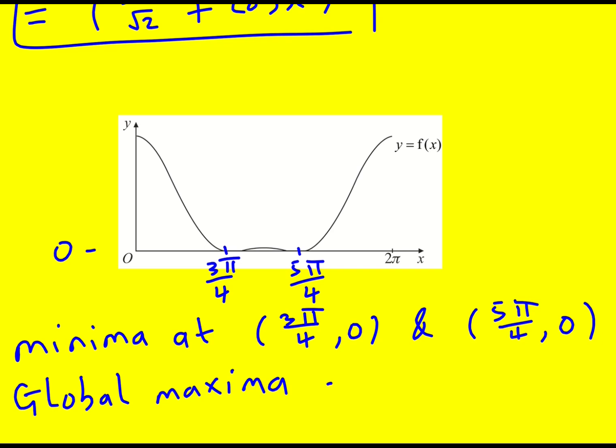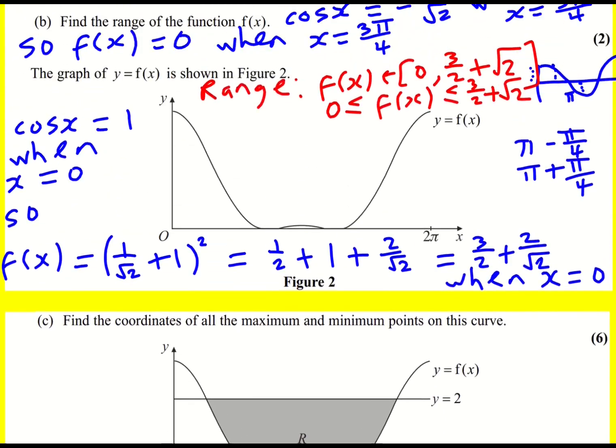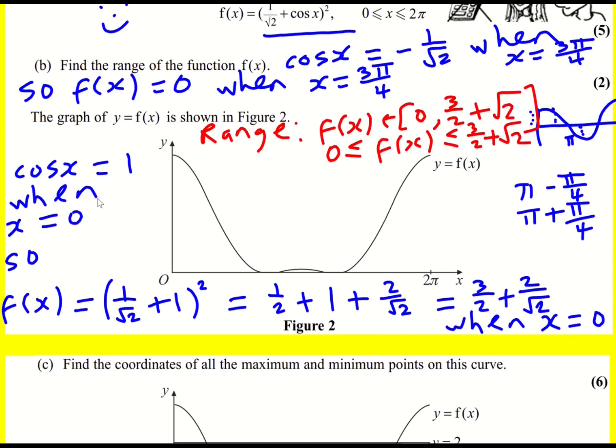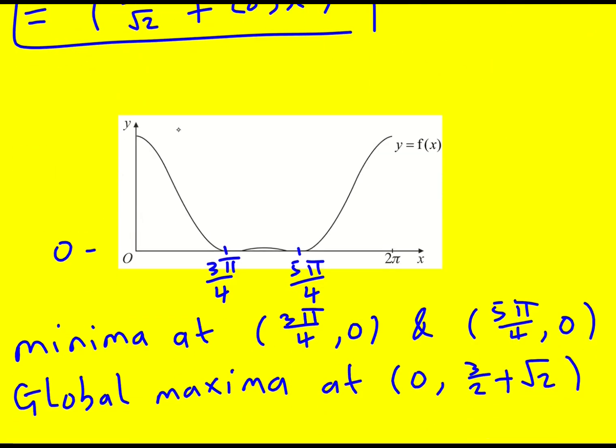Then we've got global maxima at, now I talked about 0 before, so it's going to be 0, and then it was 3 over 2 plus root 2. But another place where we would have got this maximum would have been at 2 pi. If we just look back up here, that also gives cos x is equal to 1. The graph obviously helps us see this.